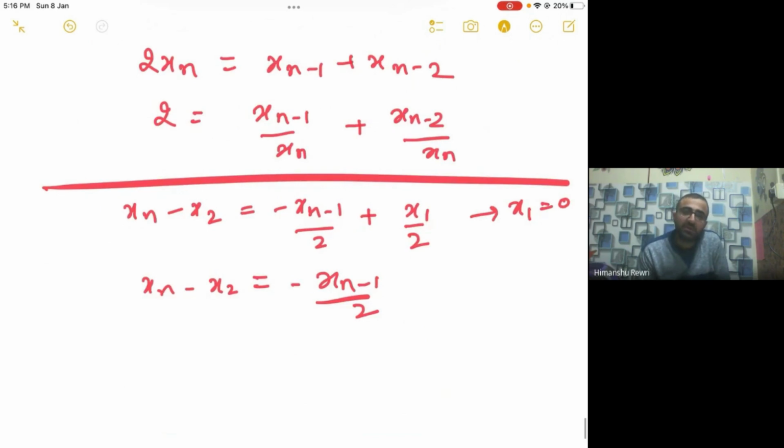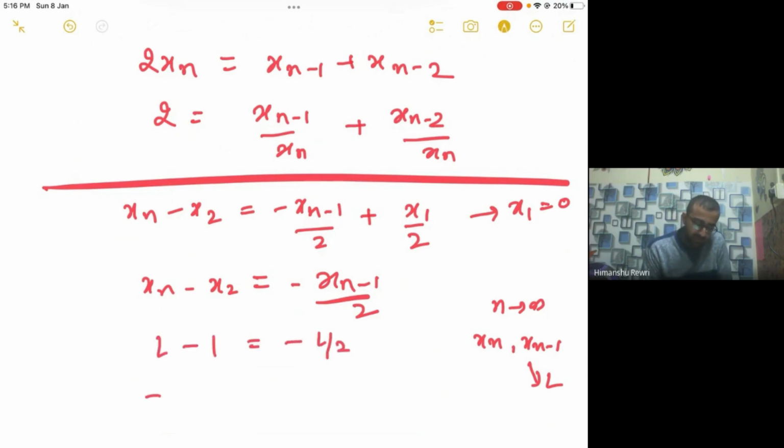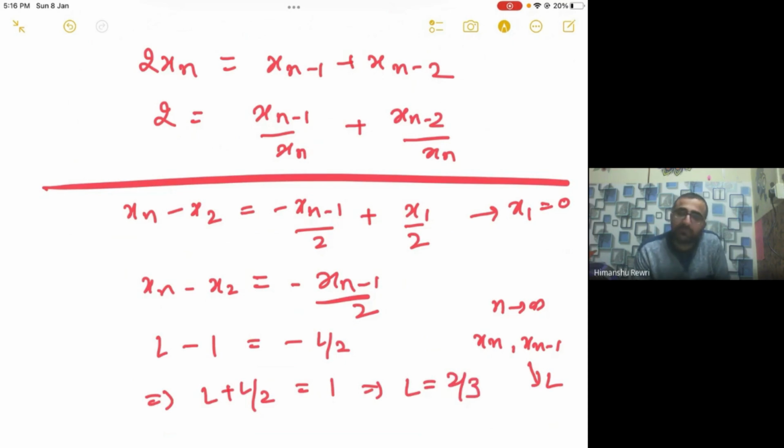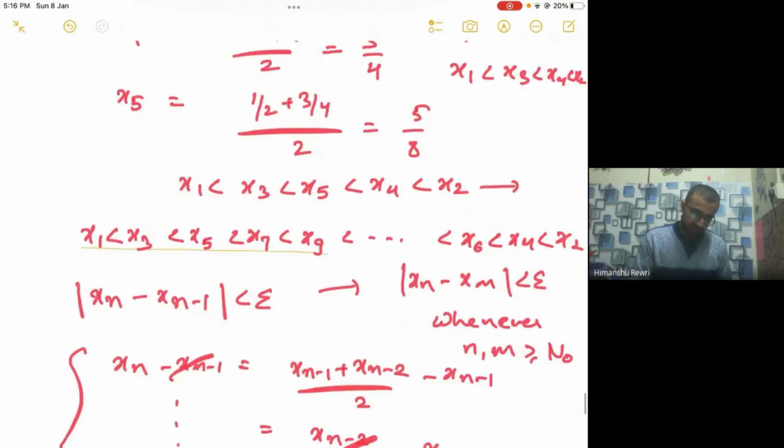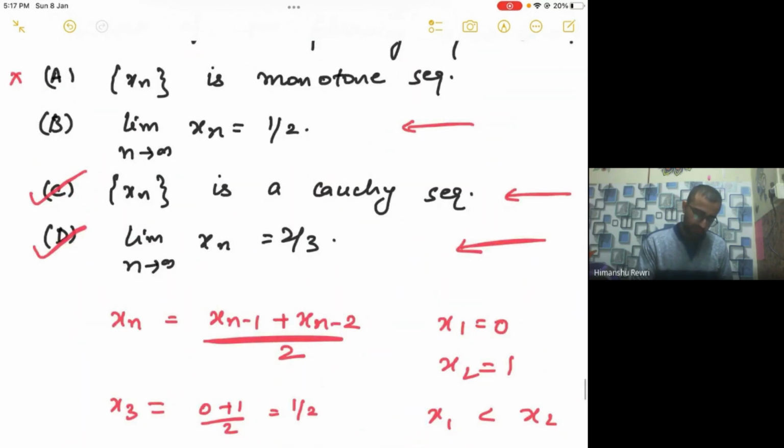And x2 is 1. So whenever n tends to infinity, xn and xn minus 1 both will converge to the same limit. So what we have: L minus 1 divided by 2 minus L divided by 2, so L plus L by 2 is equal to 1. This implies L is 2 by 3. So option D is correct.